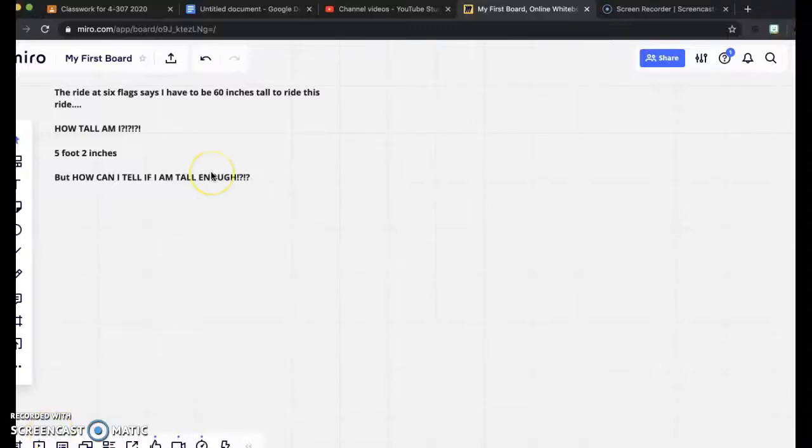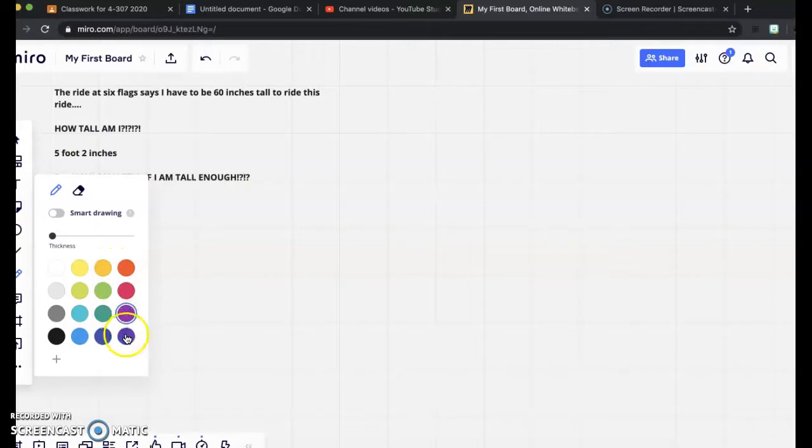So for this next piece, we're going to talk about why converting is actually necessary in life. So let's say I go to Six Flags and they have a ride and it says I need to be 60 inches tall to ride it. But I'm 5'2". So am I 60 inches? I don't know. So here's what I would have to do. I would need to convert.